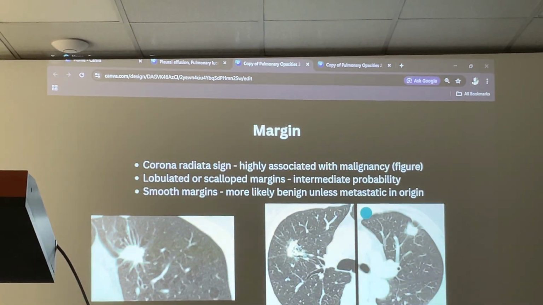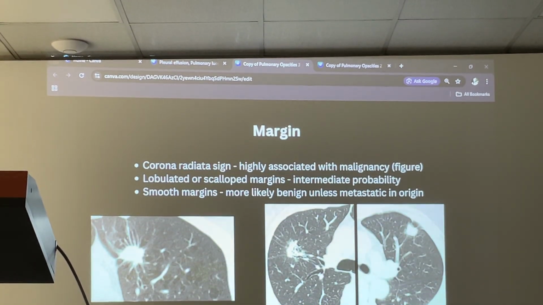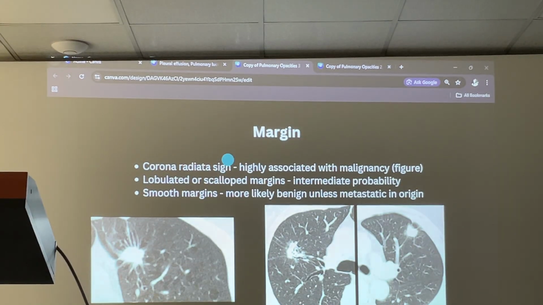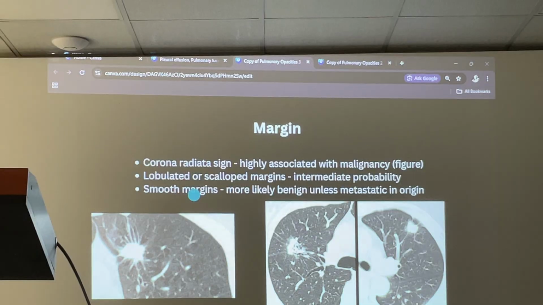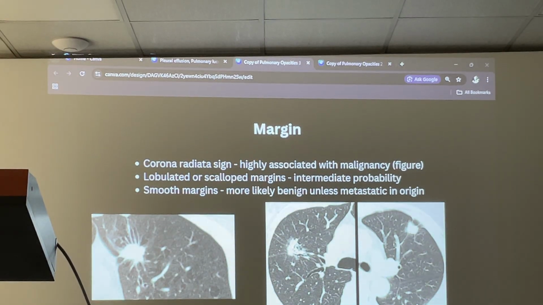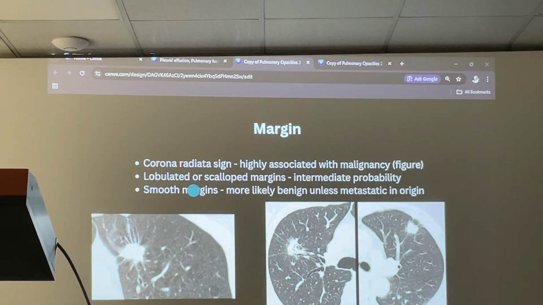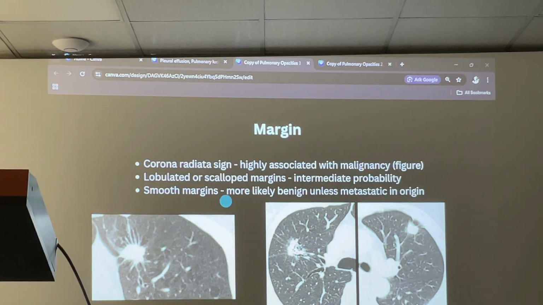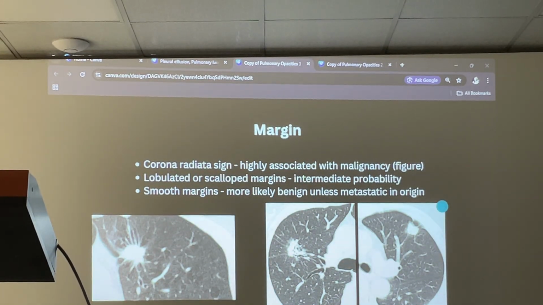Then you should look at the margins. Corona radiata sign is highly associated with malignancy. Lobulated or scalloped margins have intermediate probability, and smooth margins are more likely benign unless metastatic in origin.